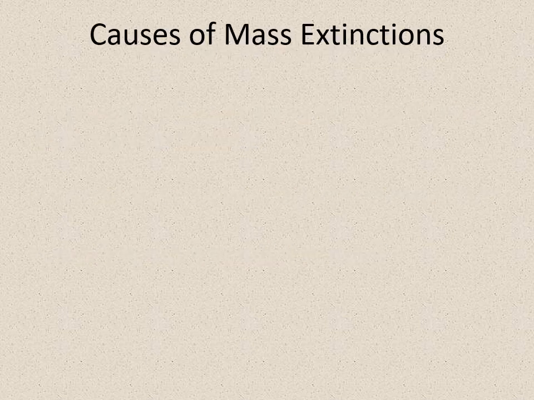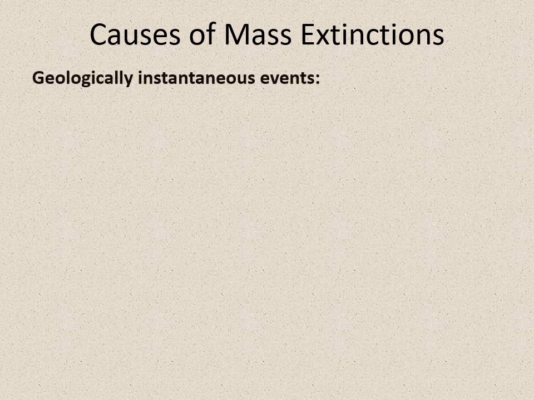So what are some of our causes of mass extinctions? Now these are either things that have been hypothesized or theorized for mass extinctions or have been suggested. We have geologically instantaneous events. These would include things like a bolide or meteor or comet impact. We don't always know if it's a meteor or a comet or an asteroid, so we just say bolide, which just means big rock. So getting hit from a big thing from space is a geologically instantaneous event.